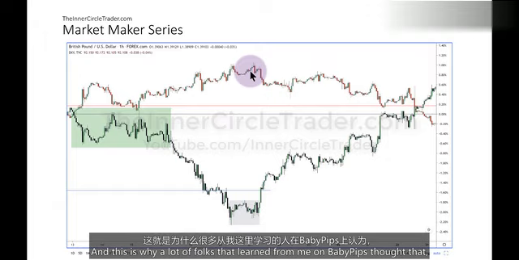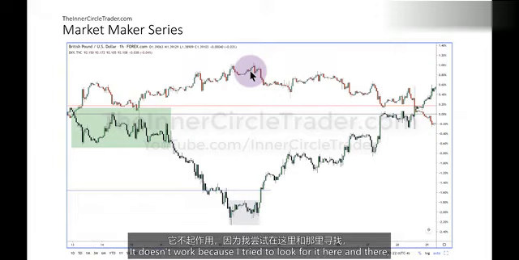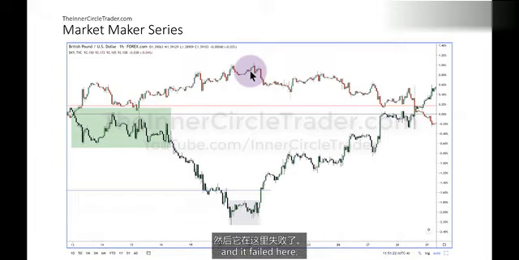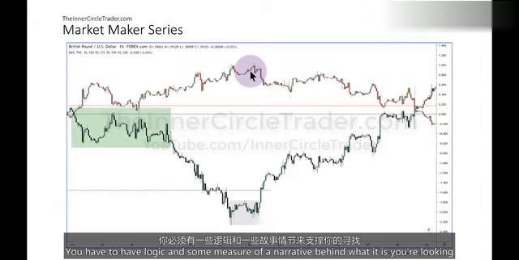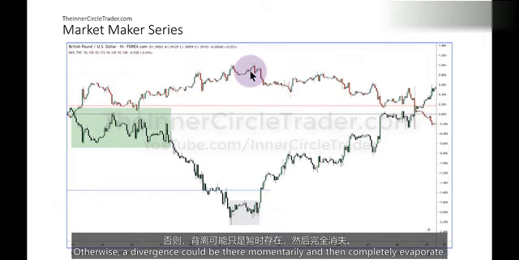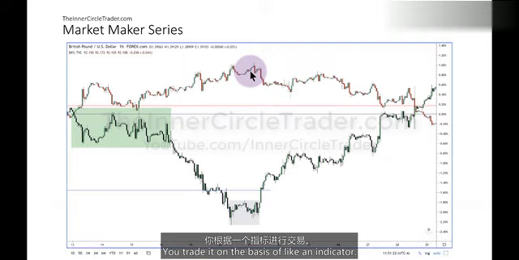And this is why a lot of folks that learned from me on Babypips thought that, oh, SMT doesn't work. It doesn't work because I tried to look for it here and there, and it failed here, it failed there. You don't go into your charts looking for divergence between highs and lows. That's not what you're doing. You have to have logic and some measure of a narrative behind what it is that you're looking for. Otherwise, the divergence could be there momentarily and then completely evaporate. And then what did you trade on? You traded on the basis of like an indicator.